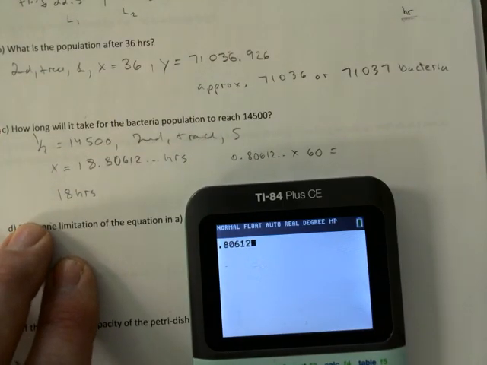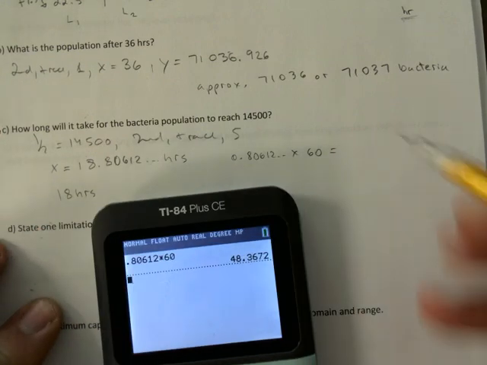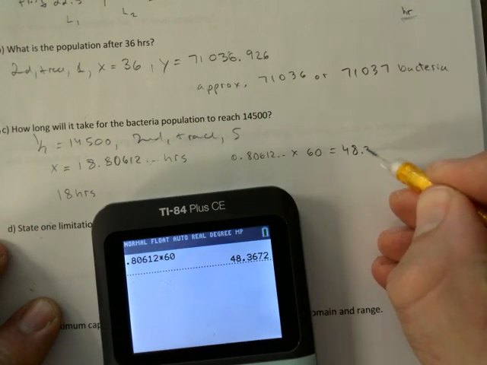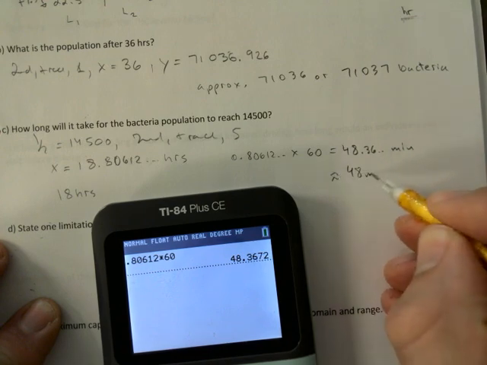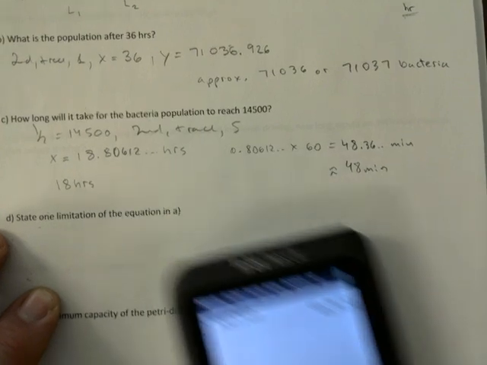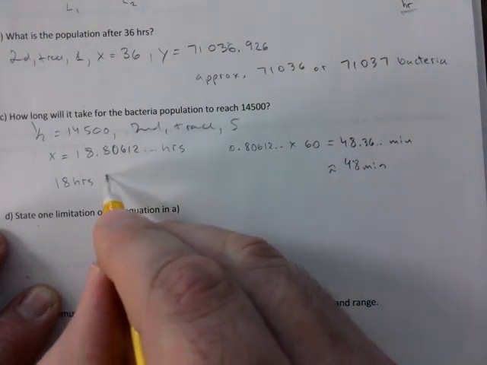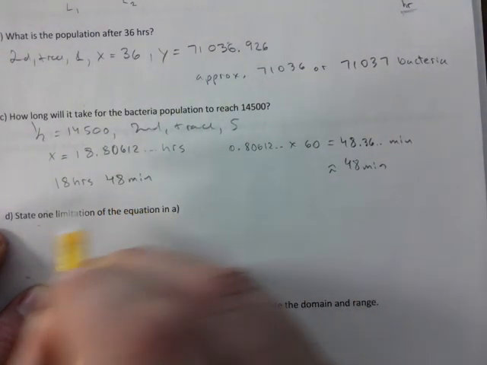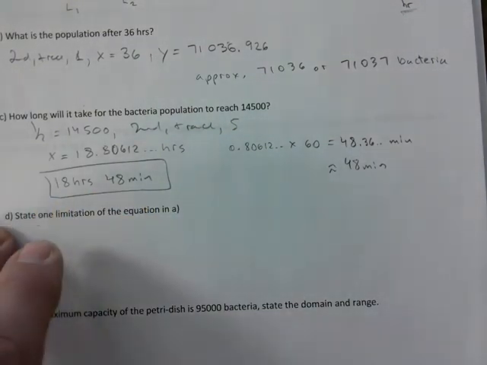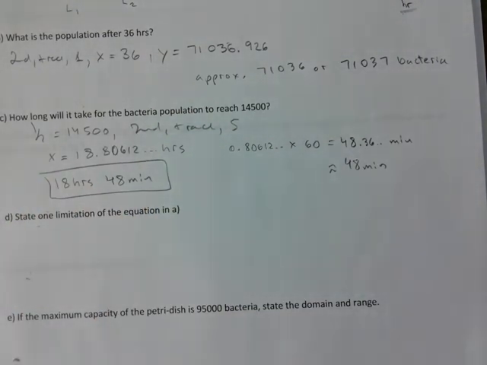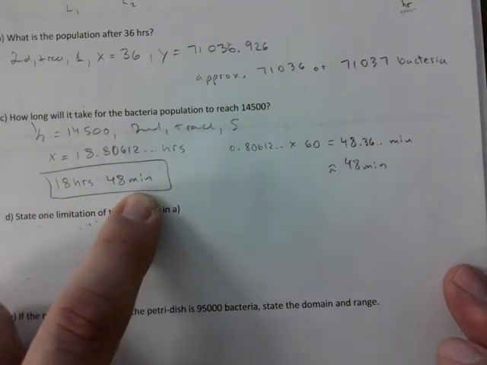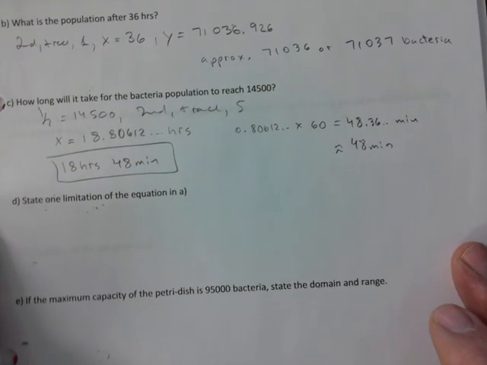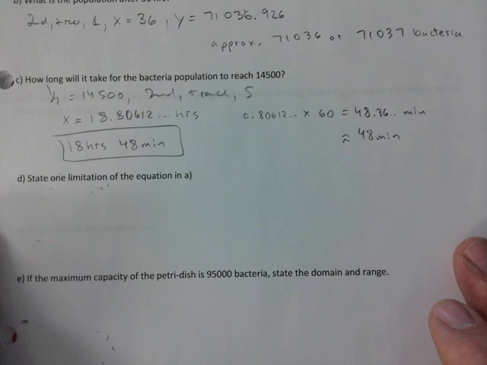That's 48.36 minutes, which is approximately 48 minutes. So it'd be 18 hours, 48 minutes. Usually, if it's just how long will it take, you just stick with hours or days, whatever. But if it does say state your answer to the nearest hour and nearest minute, then you would do that, okay?